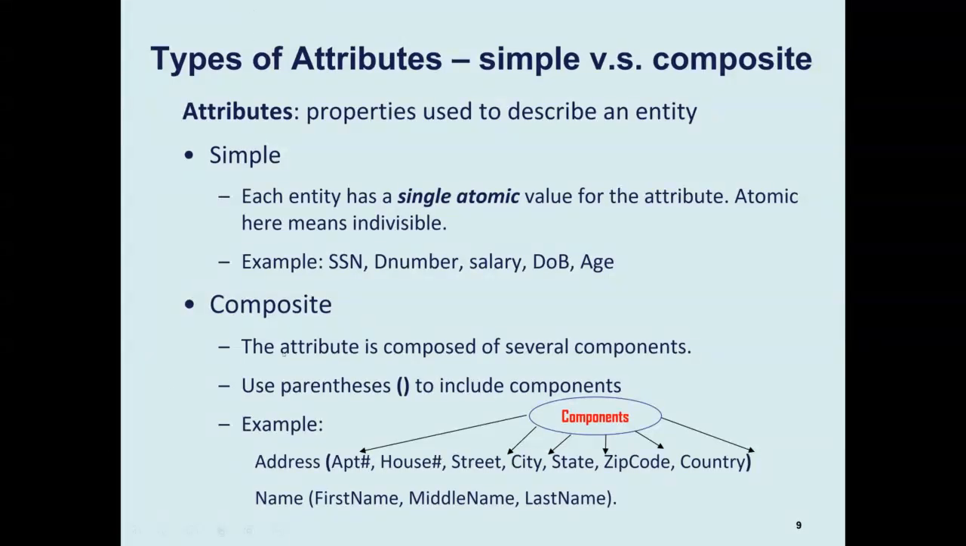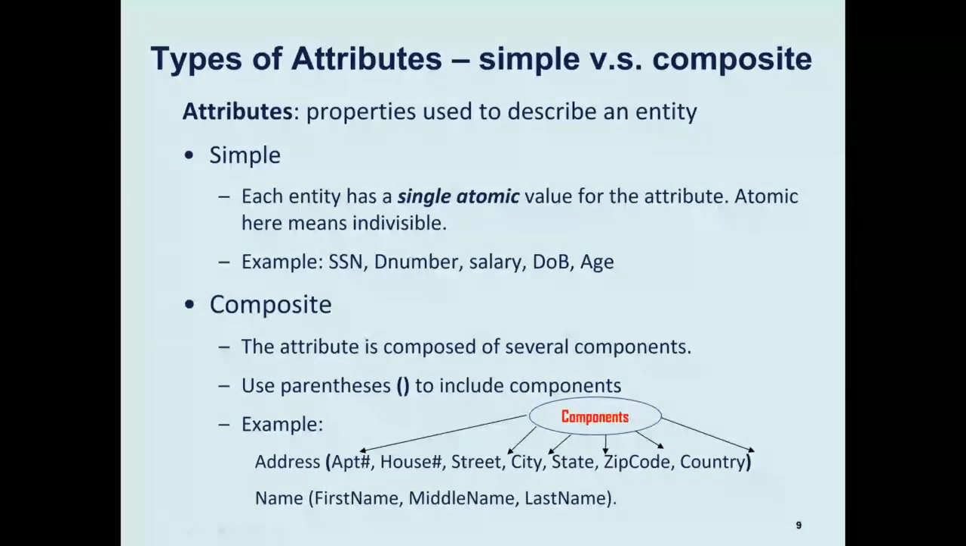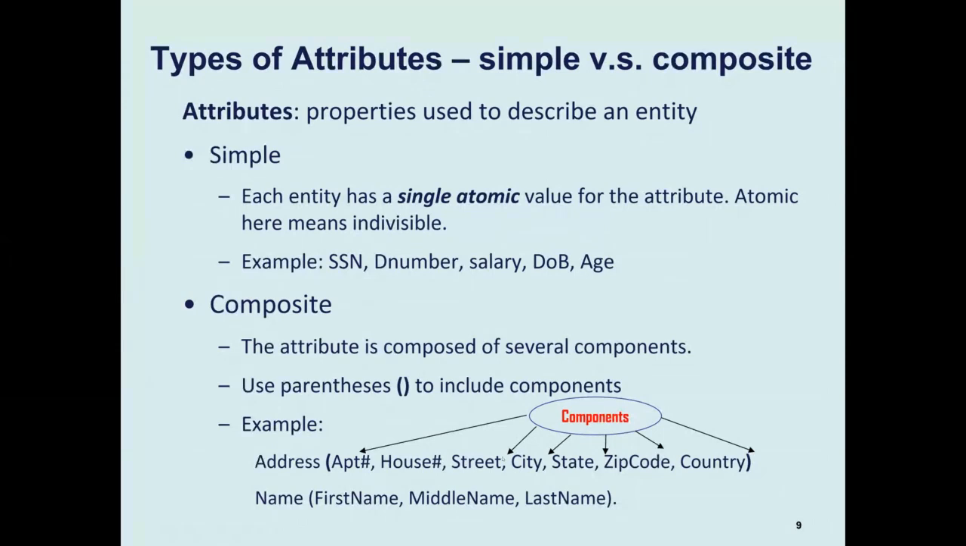A composite attribute means that an attribute is composed of several components. Some examples, like when we record an address. If we use address as an attribute, for example, for an employee or customer, then that address can be further split into several components, and each component has a very clear semantic. For example, we can record address as either apartment number or house number, then the street name, city, state, zip code, and the country. That's usually the standard way to represent a complete address.